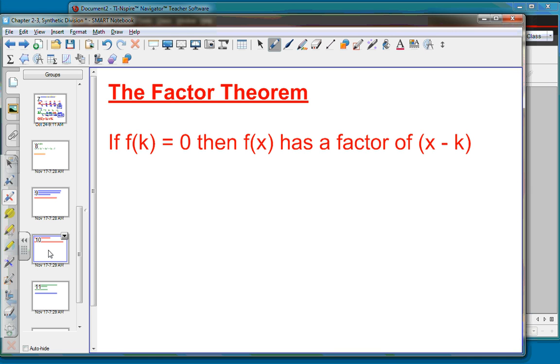The factor theorem says f(k) is equal to 0. In other words, when I plug and chug, my remainder is 0. Y'all catch that? Then that means it's a factor. True statement, right?